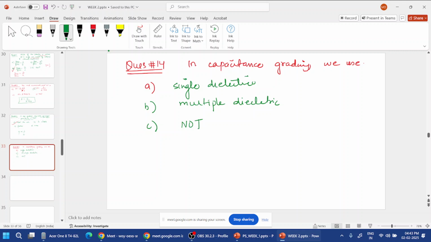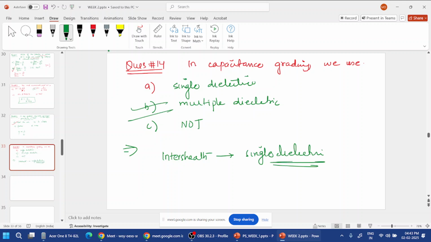In capacitance grading, we use different types of dielectric to grade the cable, but in intersheath grading we use only a single dielectric. Only single dielectric, but in capacitance grading we use multiple. So the correct answer is this one.